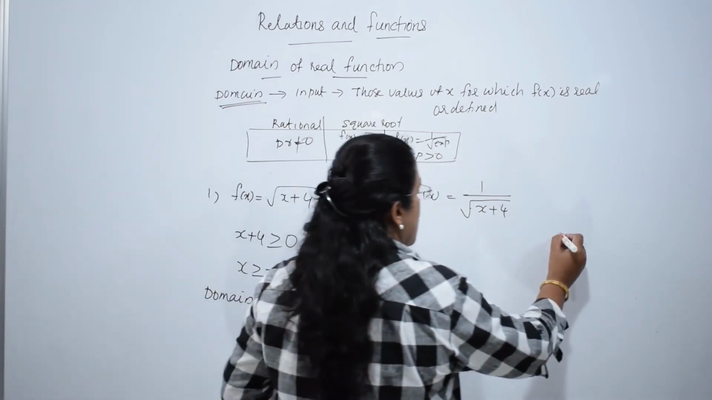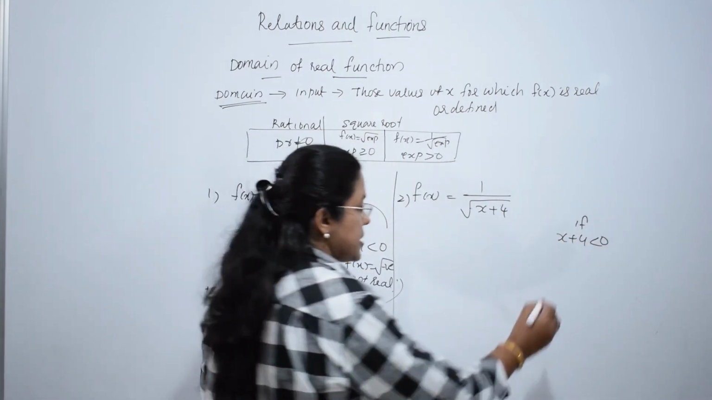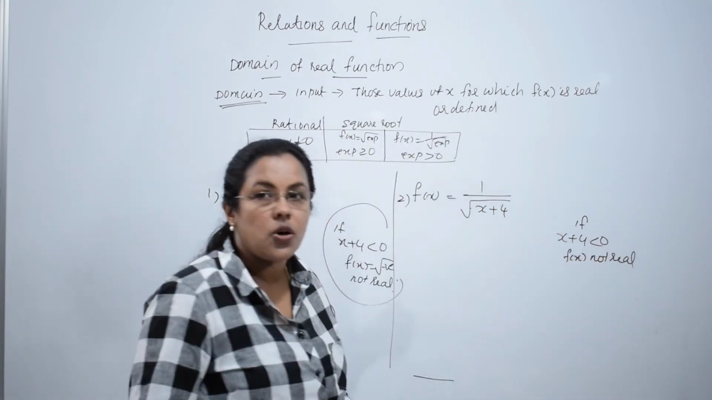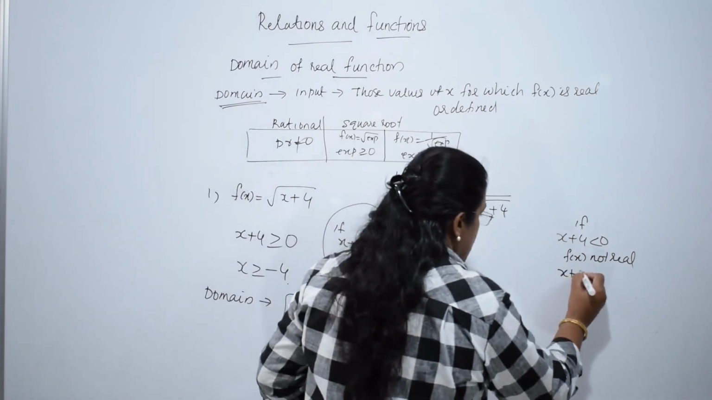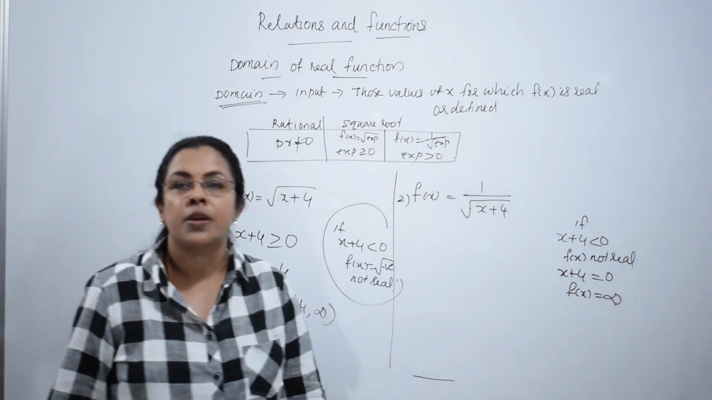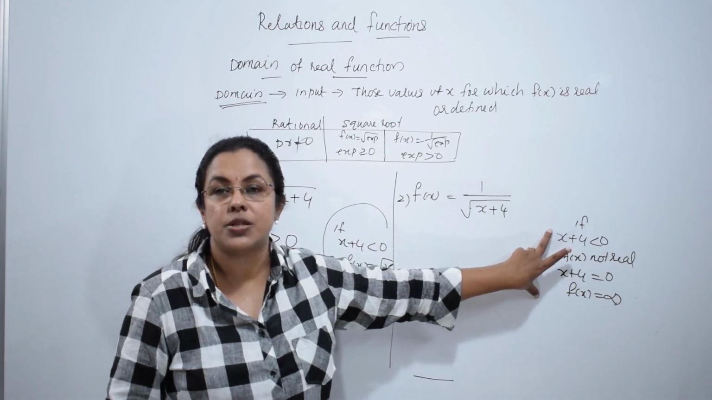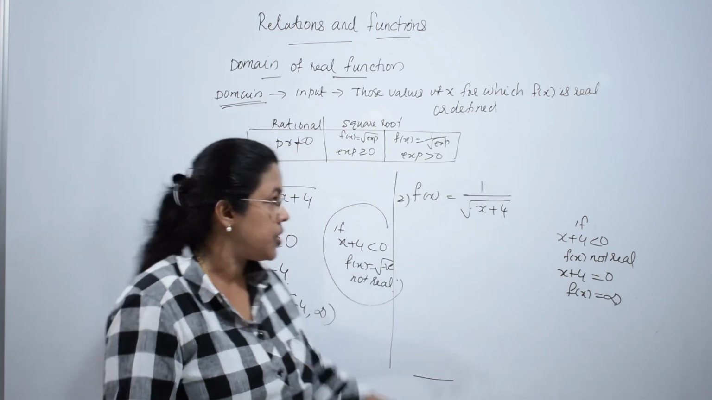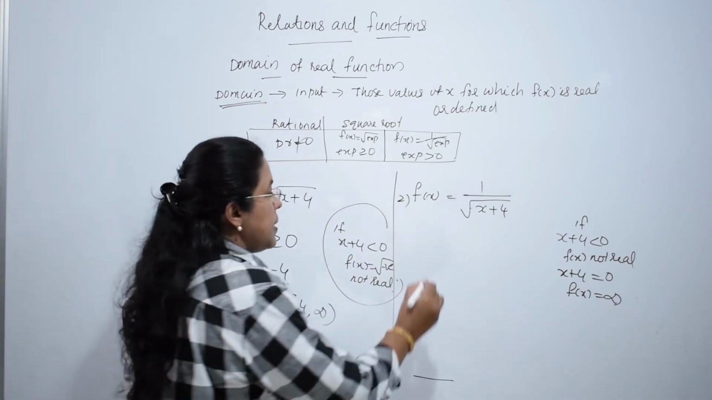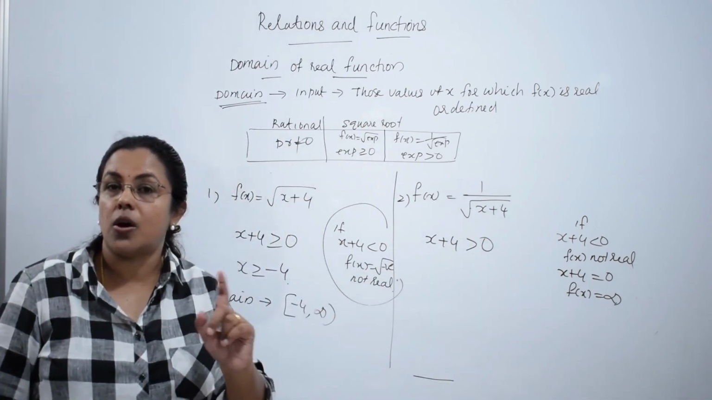Here also, if x plus 4 is less than 0, f of x is not real. And if x plus 4 is equal to 0, then f of x is equal to infinity. We have to avoid these two conditions. So what is the required condition? The required condition is expression greater than 0. That means the domain is nothing but x plus 4 greater than 0, not equal to.